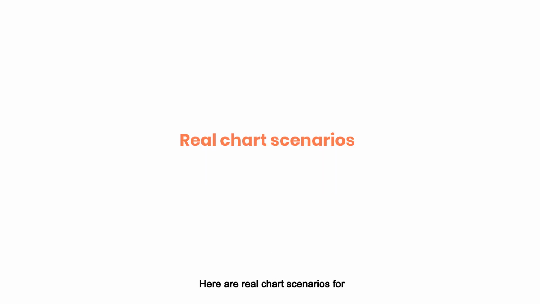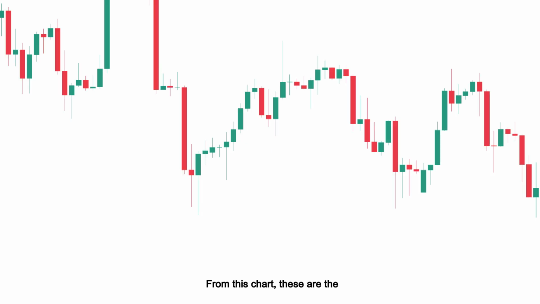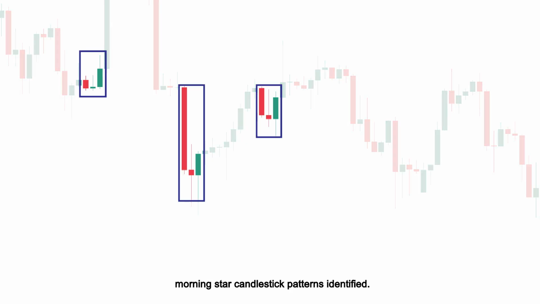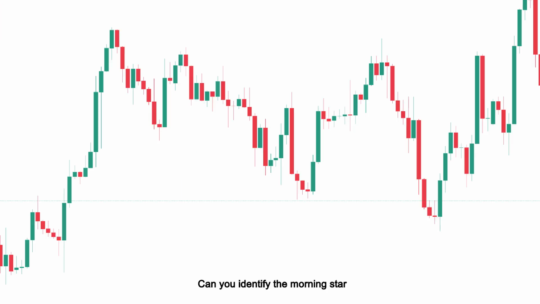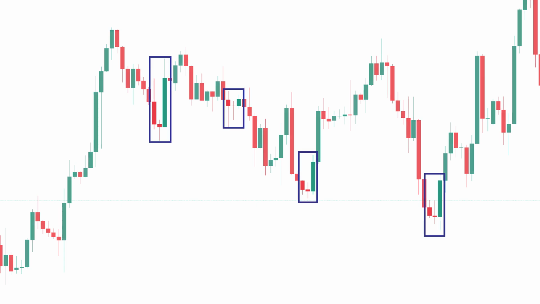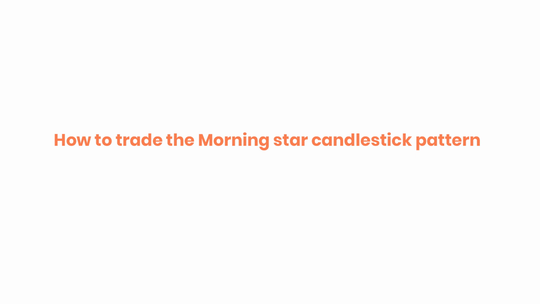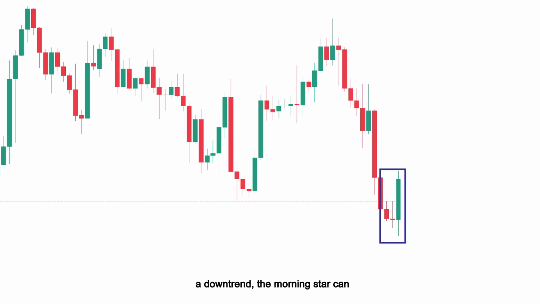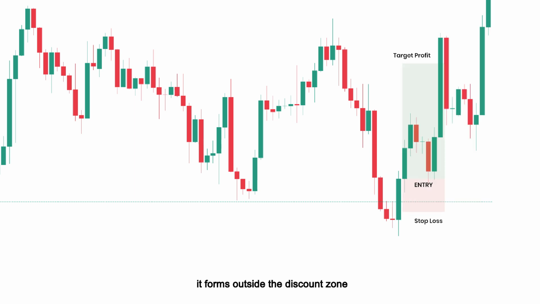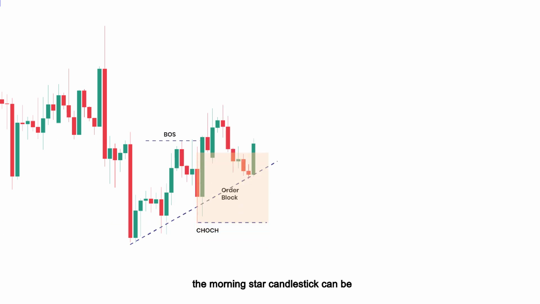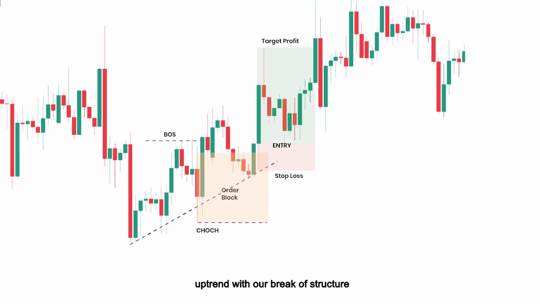Here are real chart scenarios for the morning star candlestick. From this chart, these are the morning star candlestick patterns identified. Can you identify the morning star candlestick patterns in this chart? How to trade the morning star candlestick pattern. In the case of a downtrend, the morning star can be used as a reversal when it forms outside the discount zone and at a support area. In the case of an uptrend, the morning star candlestick can be used as confirmation to continue an uptrend with our break of structure line, change of character line, order block, entry, stop loss, and target profit.